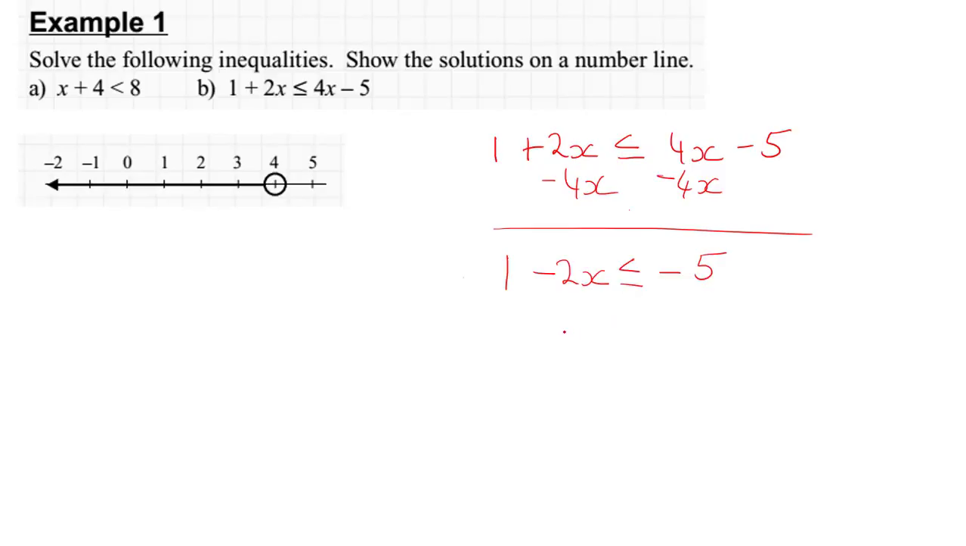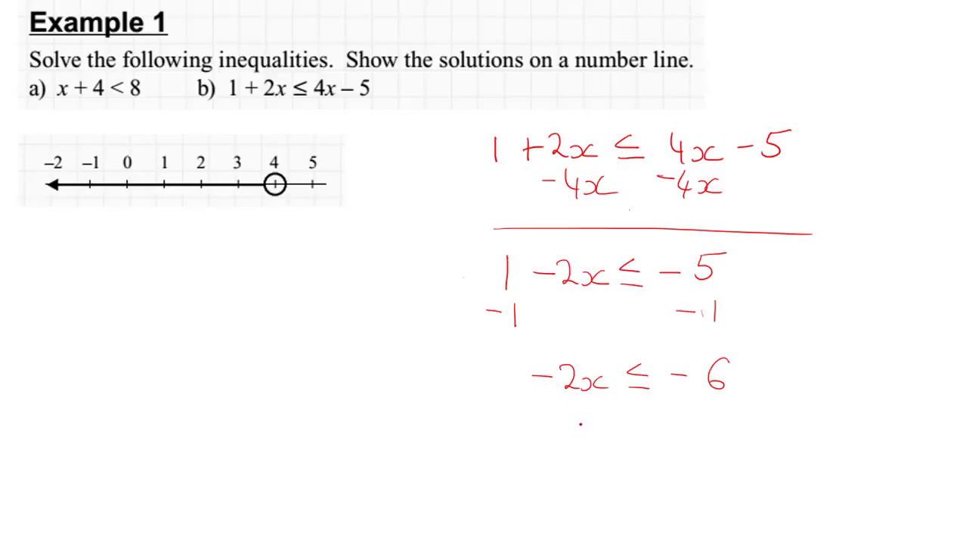Right. So the next thing you now need to do is get rid of this 1 here. You can get rid of the 1 by taking away 1 from both sides because you want the x to be on its own. Take away 1 there, and you take away 1 from there. So you're going to end up with negative 2x less than or equal to negative 6. Right? So let's understand that. You take away 1 both sides because it's positive. So that's going to be negative 6 there.